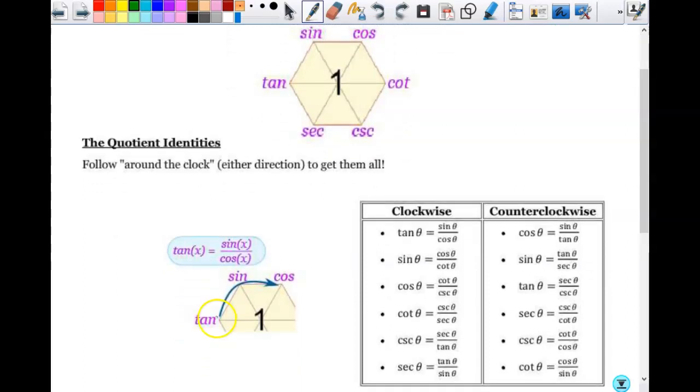You can follow around the clock in either direction to get them all. So tangent is sine over cosine. That also means that cosine is sine over tangent. All right? And it is.